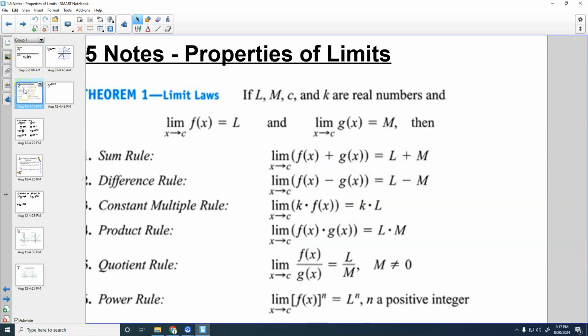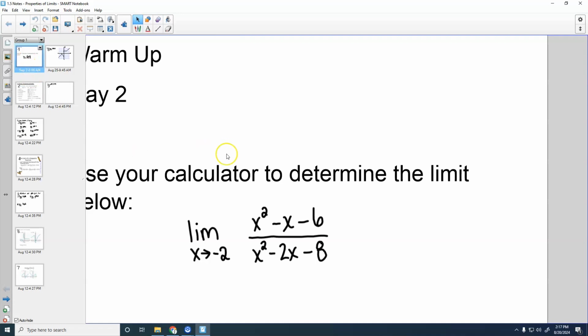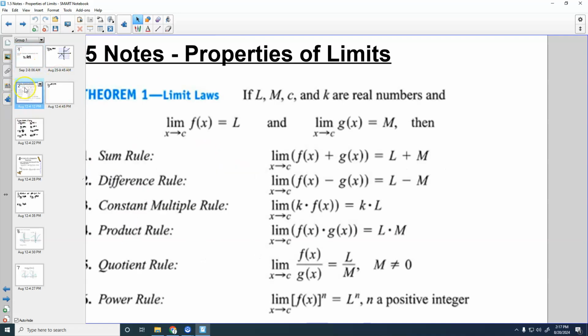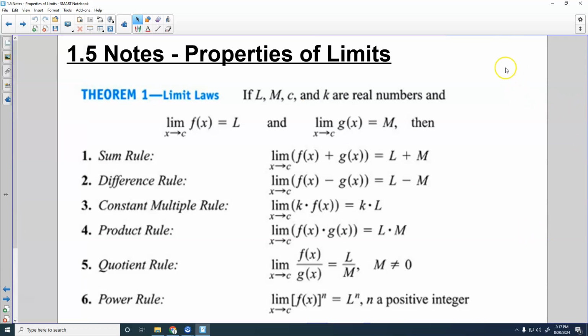Okay, so actually, I did copy that warm up on accident. I didn't really want you to do that one. I should have started it day 2, but I didn't realize that that first page was a warm up when I was printing these.